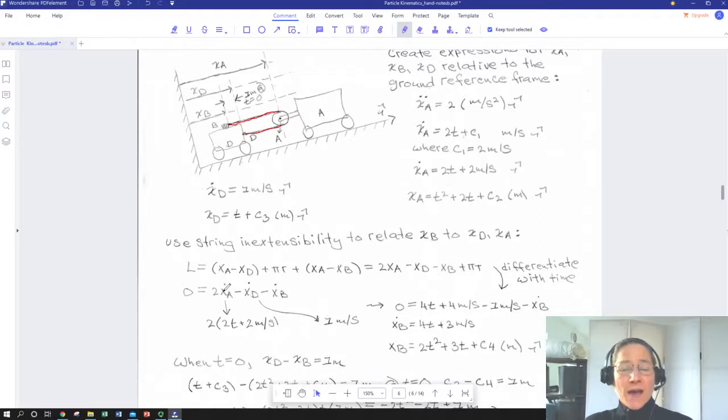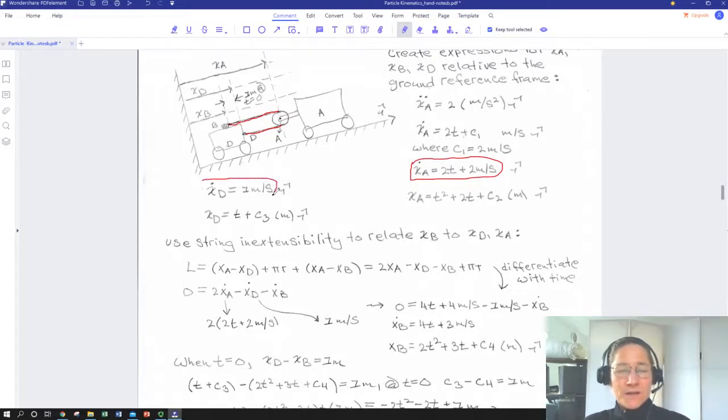So now we have a three-variable, one-equation expression relating the rates of change of position, so velocities. So 2 times x_A dot minus x_D dot minus x_B dot, so velocity of A, velocity of D, velocity of B, they all add up to 0. Well, I've got an expression for velocity of A, and I've got an expression for velocity of D. How handy. So I can put those in, and because I got those two, I automatically have a nice expression for the velocity of B.